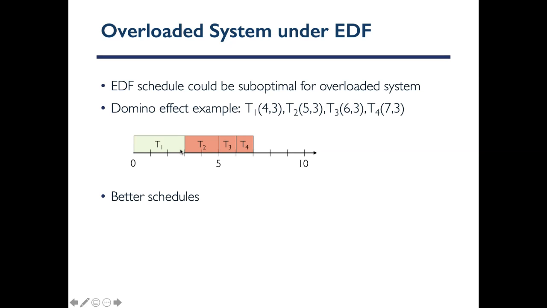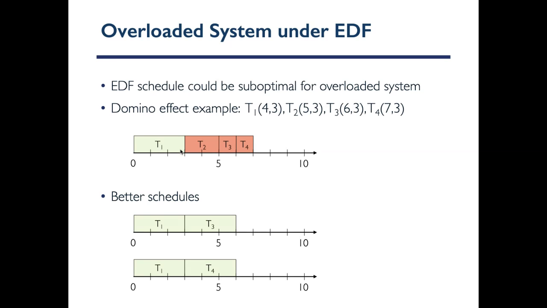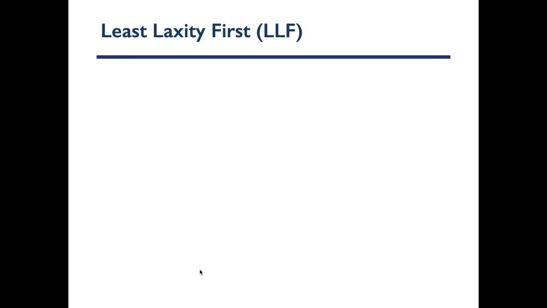Now a better schedule would be something like this. So either run T1 and T3 or T1 and T4. At least you get 2 tasks or 2 jobs done instead of 1. You will still miss the deadline of T2, in this case T2 and T4, and T2 and T3 in this case, but at least you can finish 2 tasks. So that's something to keep in mind. Now let's move on to the next scheduler that we want to talk about.